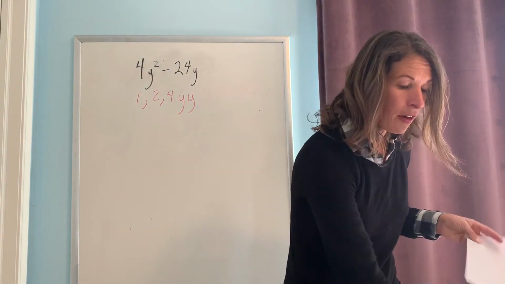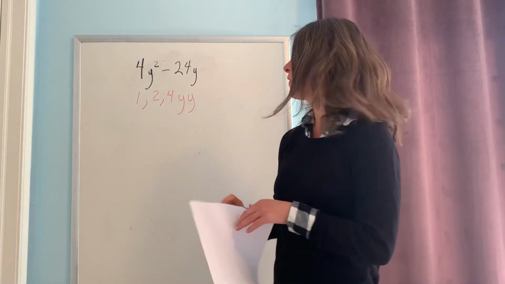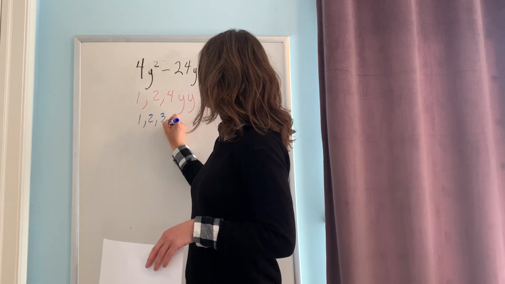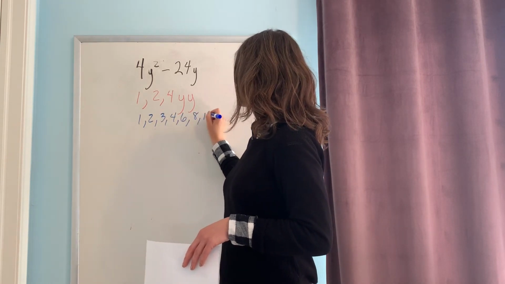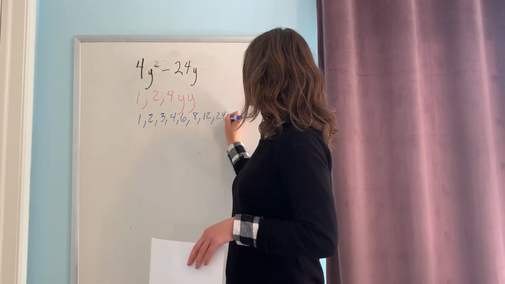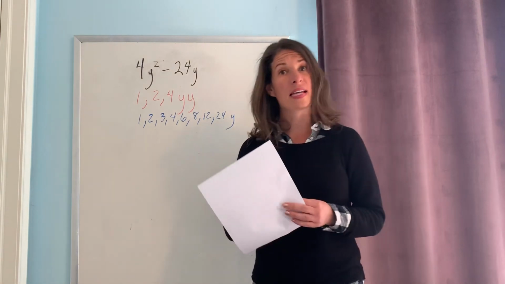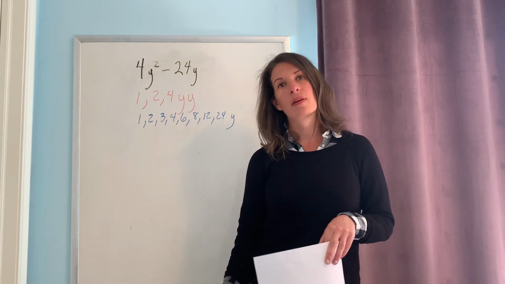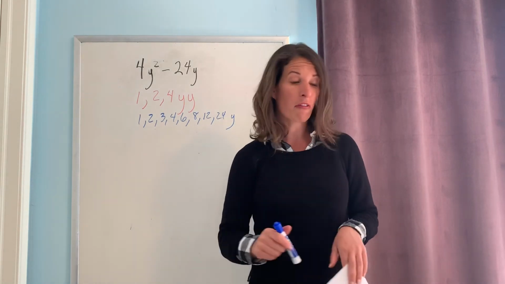Then we have to write down our factors of 24y. So my factors of 24 are 1, 2, 3, 4, 6, 8, 12, 24, and I have 1 y, so I'm going to write that y down. Once we have those written down, I know that I went through them quickly, so make sure you pause if you need to write them down yourself.